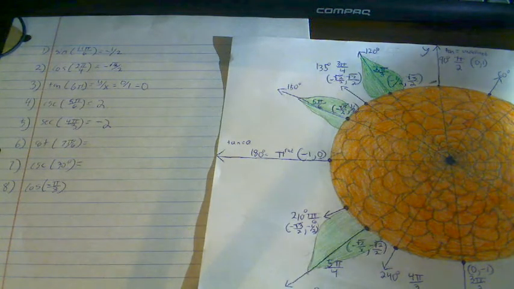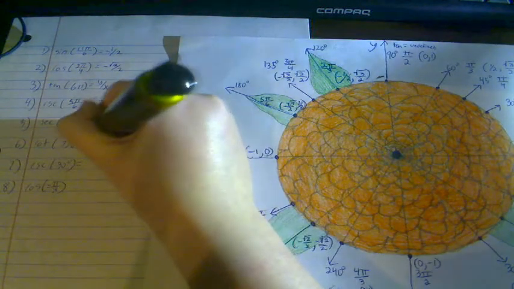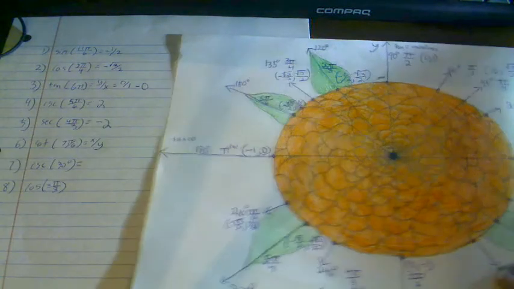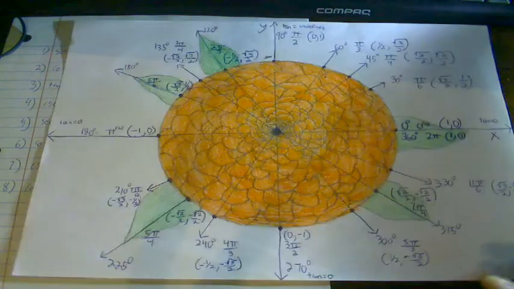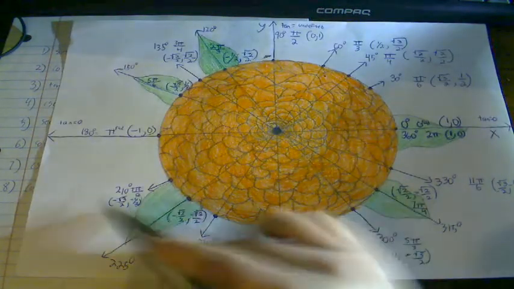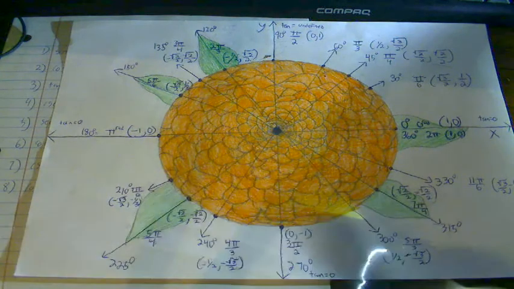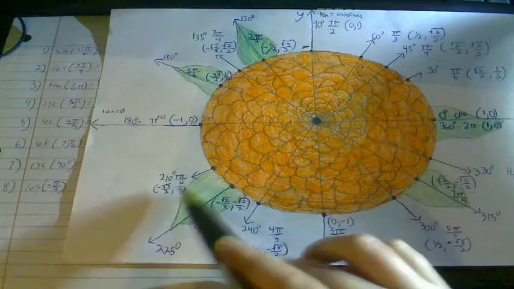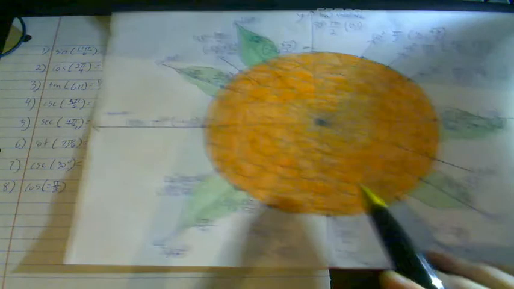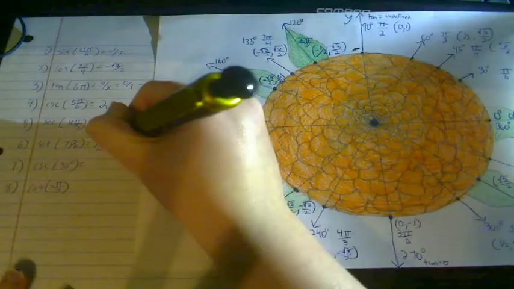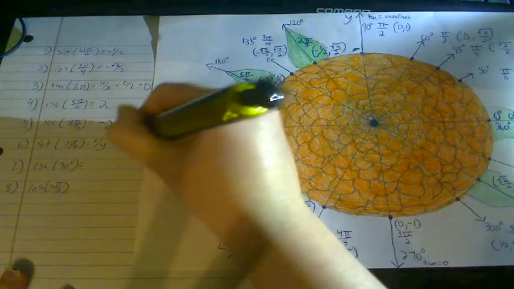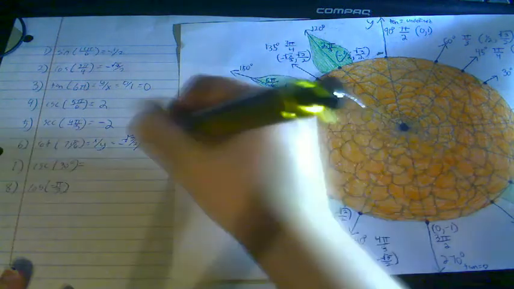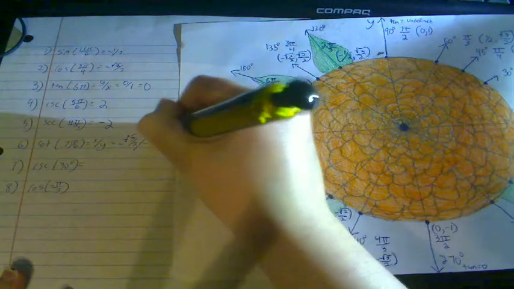Cotangent, 7 pi sixths. Cotangent is the inverse of tangent, which means we're looking for that x over y value. 7 pi sixths, we need to find that. 7 pi sixths is over here, first one after pi. And we're going to take these x values and put them over the y. So that's going to be a negative square root of 3 over 2, all divided by negative 1 over 2.